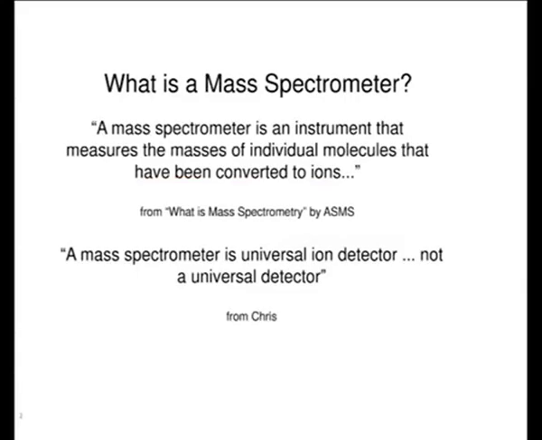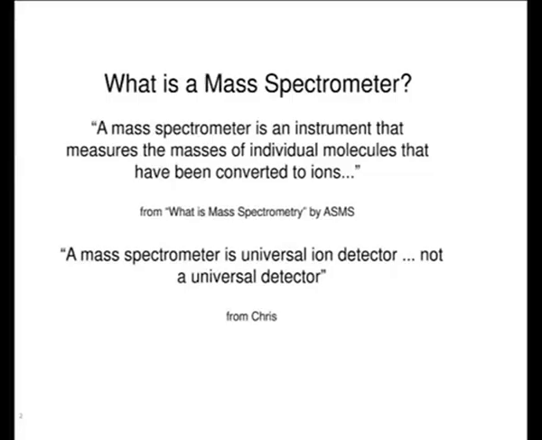What is a mass spectrometer? A mass spectrometer is an instrument that measures the masses of individual molecules that have been converted to ions. A mass spectrometer is a universal ion detector. That means, what is the basic requirement for the mass spectrometer? You should convert the compound into ionic form. A mass spectrometer is not a universal detector, it is a universal ion detector.